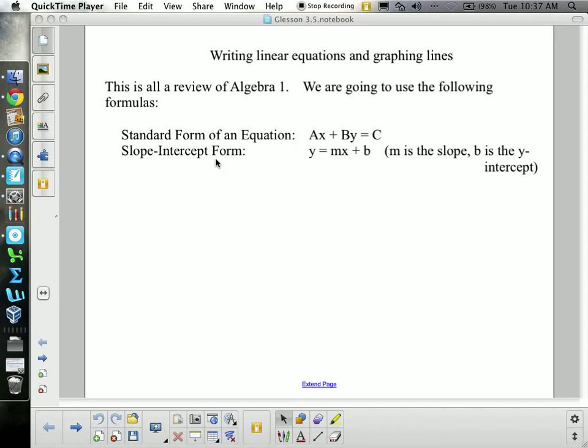linear equations. Apparently now I can't swallow. It must be contagious. Okay.